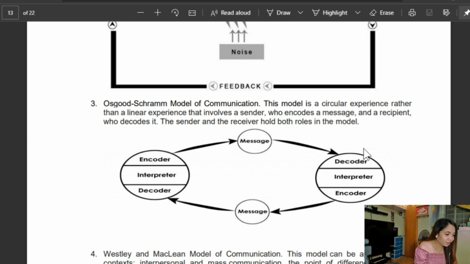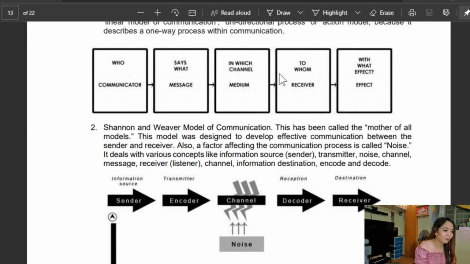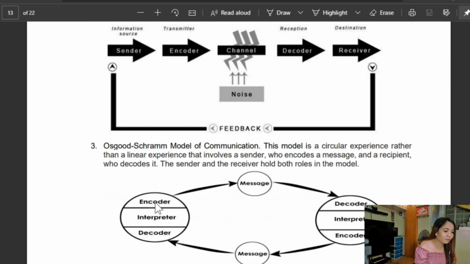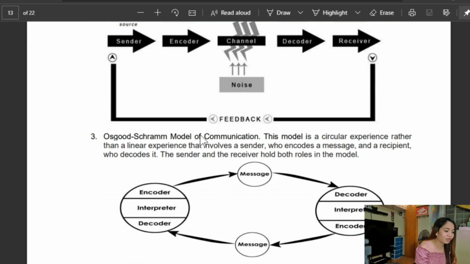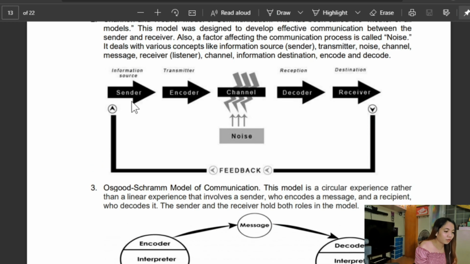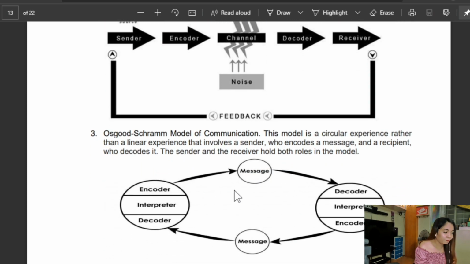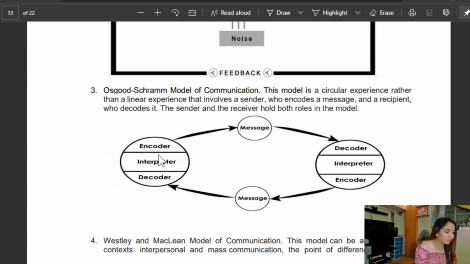Yung receiver at yung sender, they have the same role. They both encode and decode. They both interpret. Okay? That is why it's called circular experience. Okay? So hindi siya linear, just like this one. Okay? Ang pinagkaiba naman nito dito sa Shannon is that in here, the only role of the sender is only to encode, and the role of the receiver is only to decode. Unlike in this model, they both have the same role in the communication process.